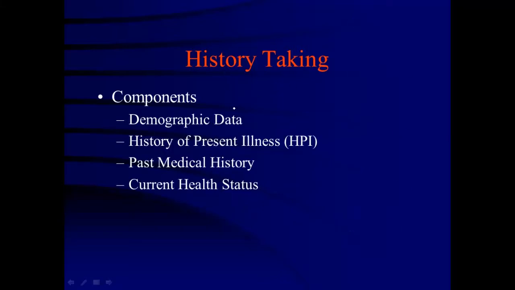So what are the components of our history? Well, we start with demographic data. So this is name, age, gender, all of that stuff. The stuff like on any application you'd fill out for anything, any form you'd fill out, that's your demographic data. Then you have your history of present illness. So what happened and how did it start?